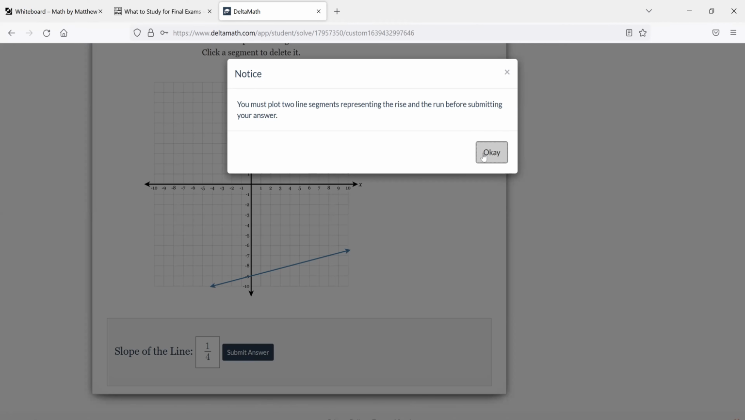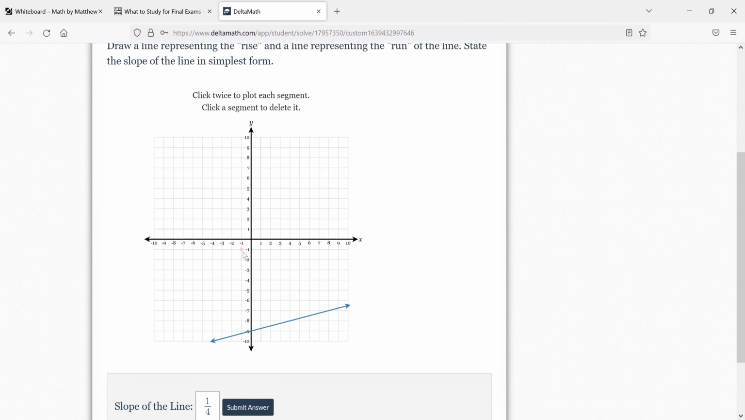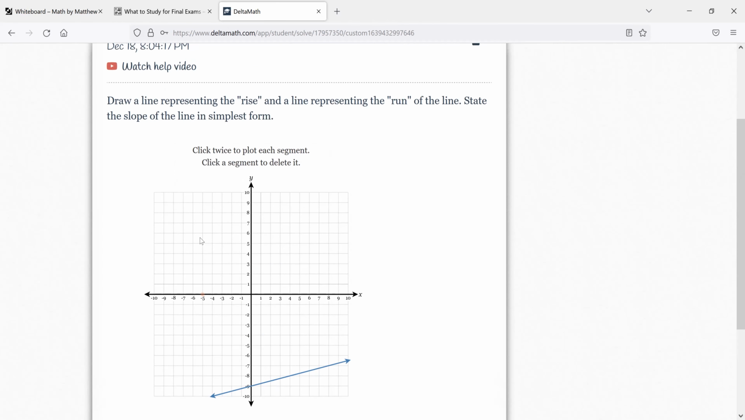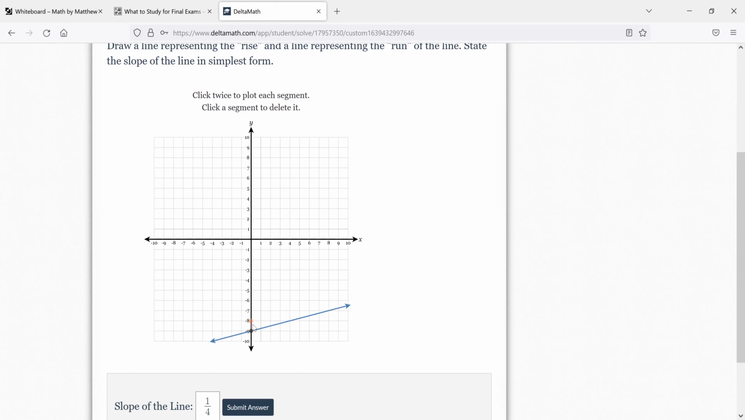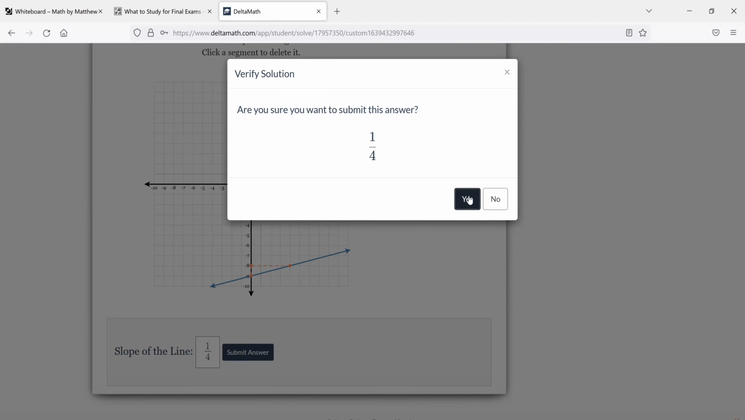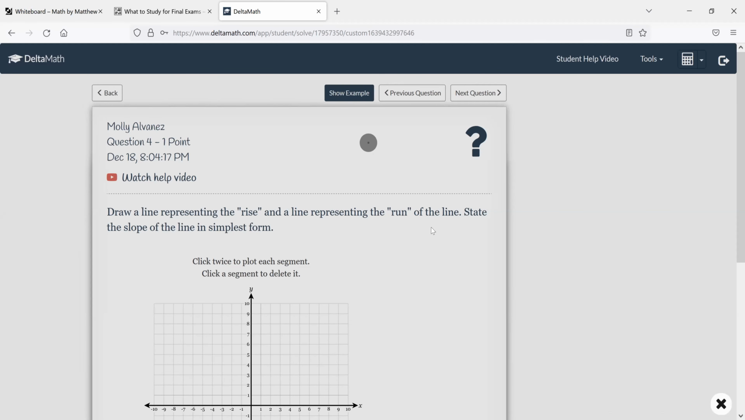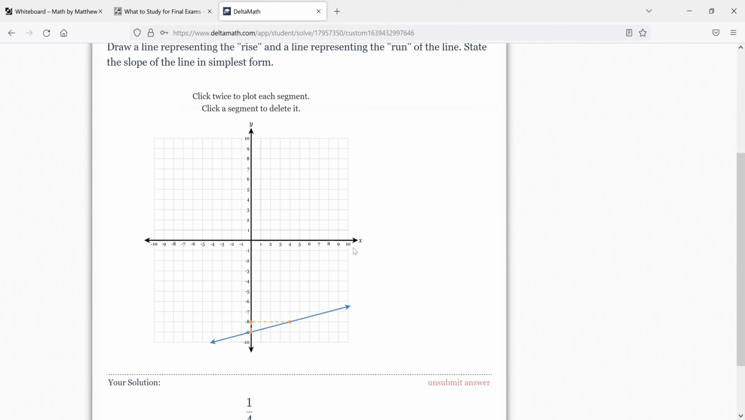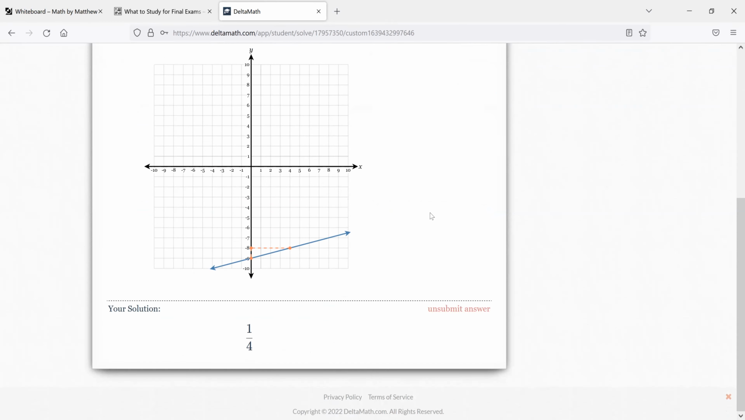Oh, I see. I don't understand. Plot twice. Okay, I'm sorry. So they want you to do that, and they want you to graph another one here. There it is. So it actually needed this vertical line and then this horizontal line. It should take it now. I don't know what this is. I guess it's just waiting to load. Okay. Unsubmit answer. Why would you unsubmit?